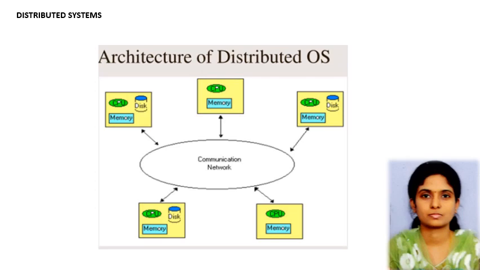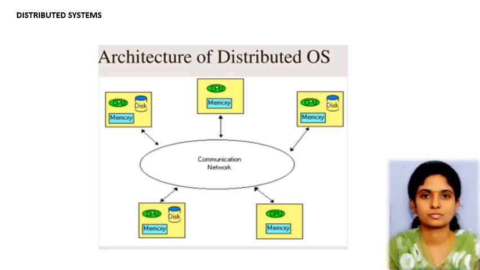So let's see the architecture of distributed operating system. Normally distributed systems use multiple central processors to serve multiple real-time applications and multiple users. Here data processing jobs are distributed among the processors accordingly. The processors communicate with one another through various communication lines. The lines may be high speed buses or telephone lines, and these distributed systems are referred to as loosely coupled systems.